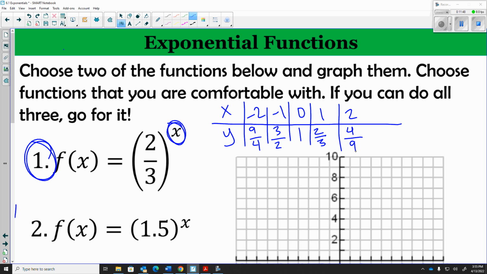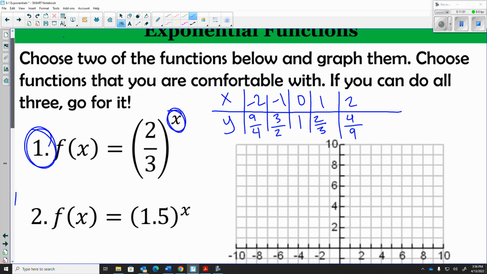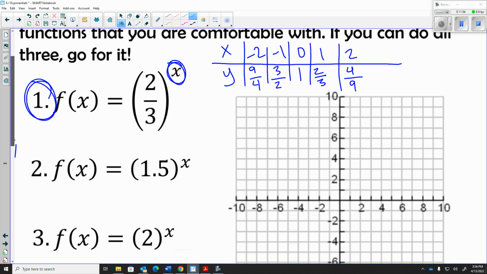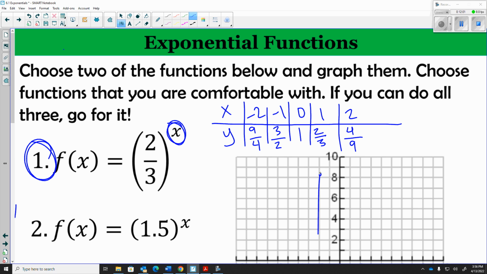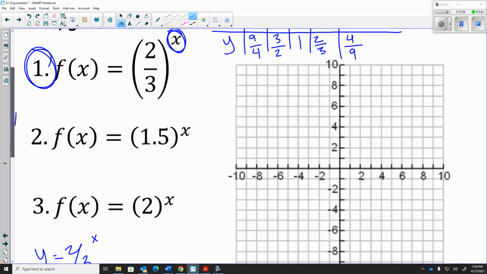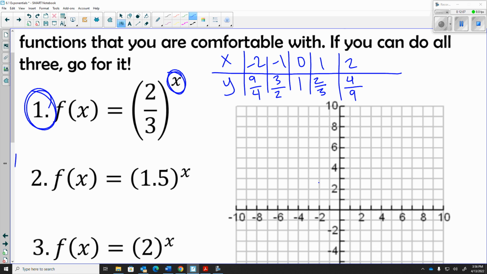Okay. So real quick, we'll get our graph. -2, 9 over 4. 9 over 4 is about 2.5. We're at -2, 2.5. There we go. -1, 3 over 2. That's -1, 1 1/2. Okay, then we're at 0, 1. 1, 2/3. And I can't be super accurate. I'm just trying my best. And 2, 4/9. Go from there.